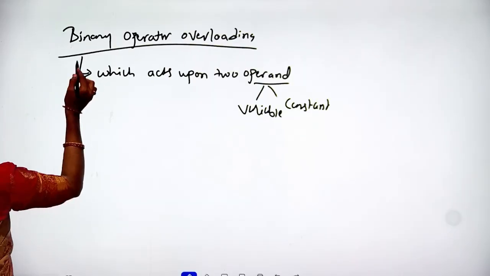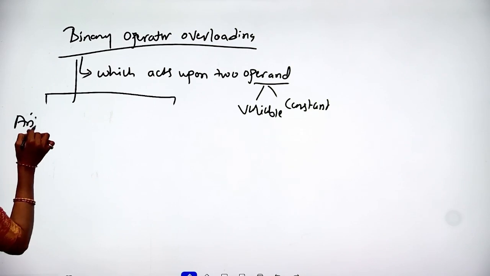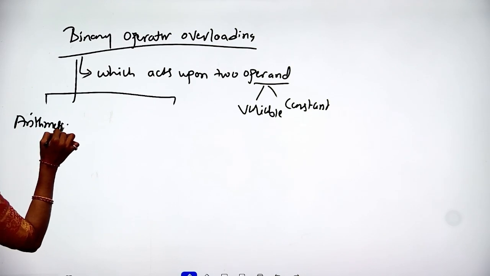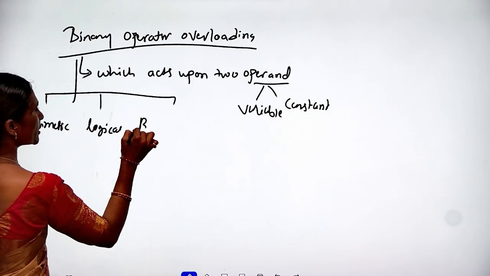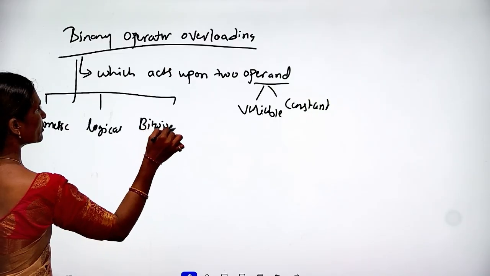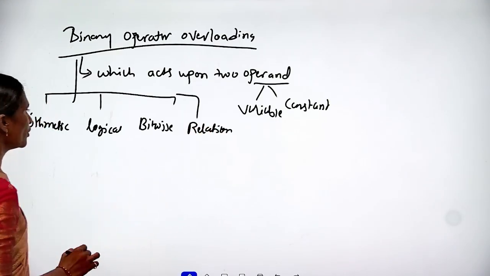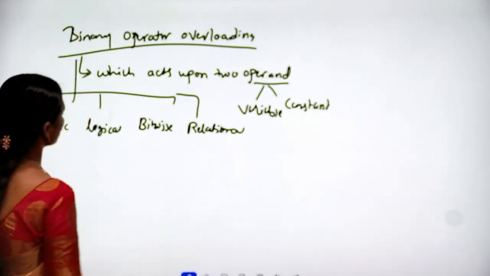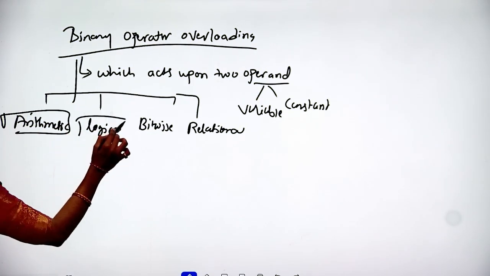So for example, what are the binary operators we have? There are many binary operators: arithmetic operators, logical operators, bitwise operators, relational operators. All these operators can be overloaded in C++. So we'll see how to overload them with the syntax.